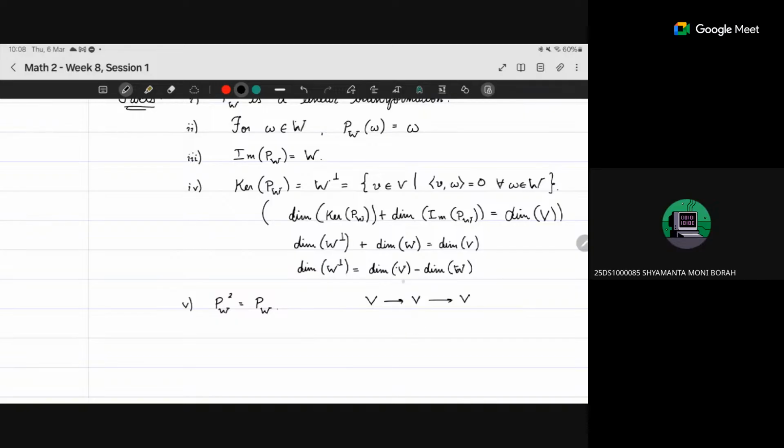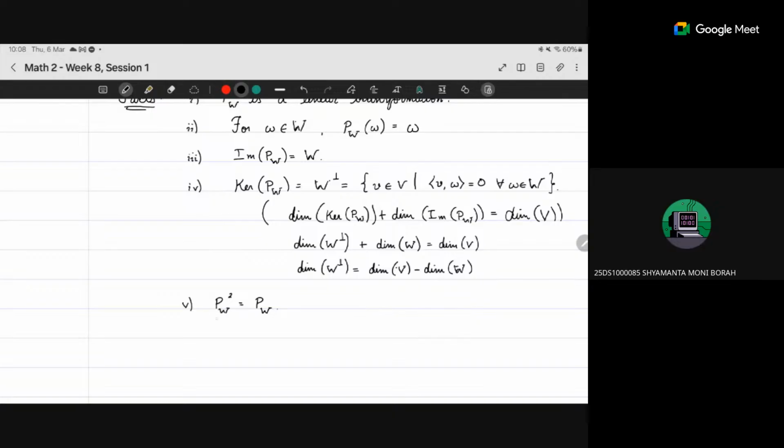So in this case, you have PW, and I apply PW on it again. Doing it 2 times is the same as doing it just 1 time. Why? Because whatever vector there is, it goes to some vector in W. But vectors in W are mapped to W itself. So the second time, there's nothing additional changing.